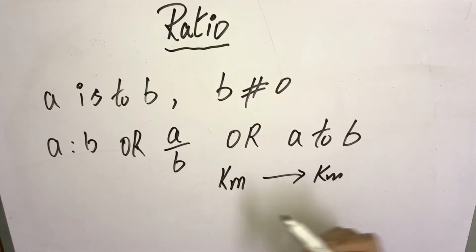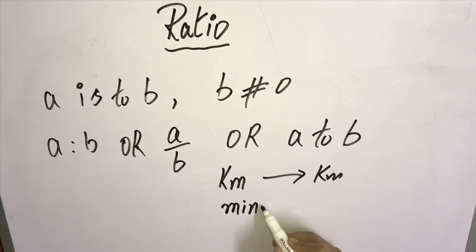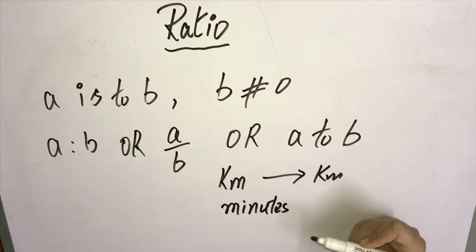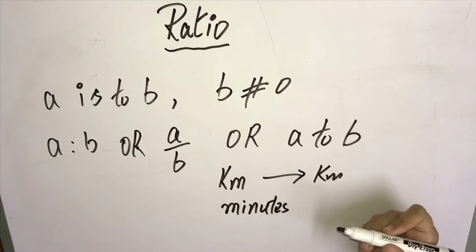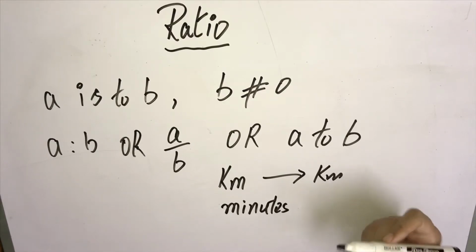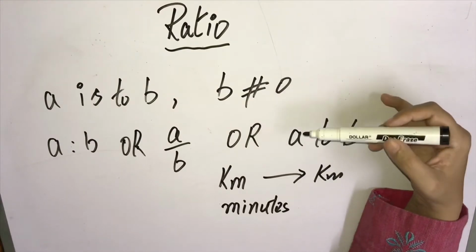Similarly, in time, if one time is in minutes, the other time should also be in minutes. We cannot compare minutes with seconds. We cannot compare minutes with hours. We cannot compare minutes with days or years. So ratio is basically the comparison of like quantities measured in like units.